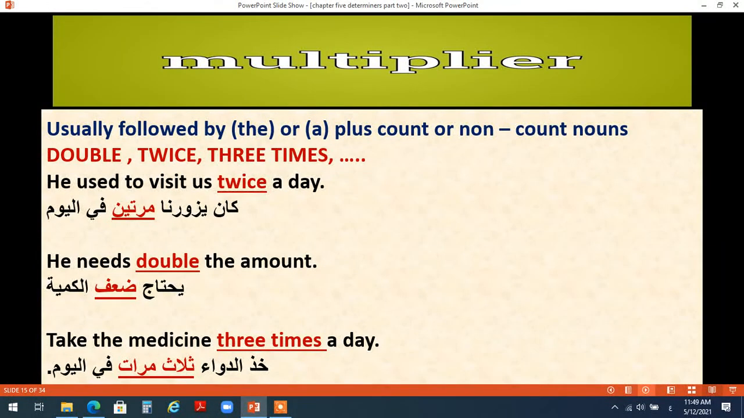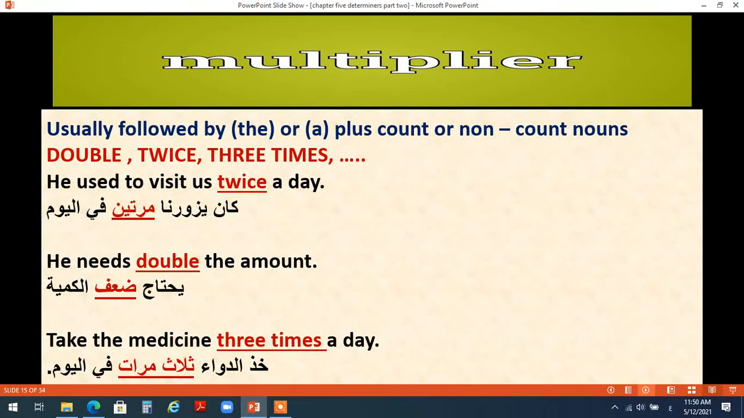Now we have another subclass of quantifiers اللي نطلق عليه اسم multipliers. They are usually followed by the or a plus count or non-count nouns. إذن هذه الفئة اللي نسميها multipliers تتبعها أما أن يكون أداة تعريف محددة the أو أداة تعريف غير محددة a، ويأتي بعدها اسم. هذا الاسم قد يكون معدود أو غير معدود. تشمل مثلا أدوات من مثل double, twice, three times، يعني الأدوات التي تشير إلى مثلا ضعف الكمية أو إلى عدد مرات تكرار الشيء، مثلا twice, three times, five times, etc.